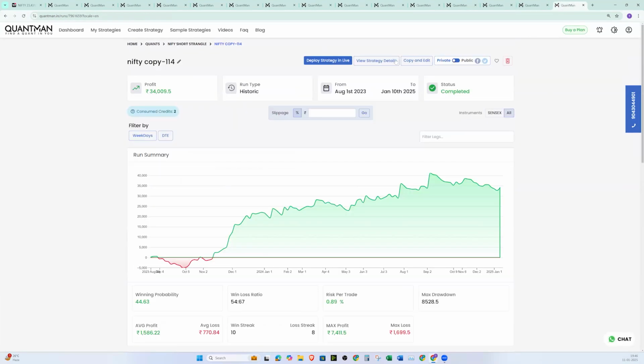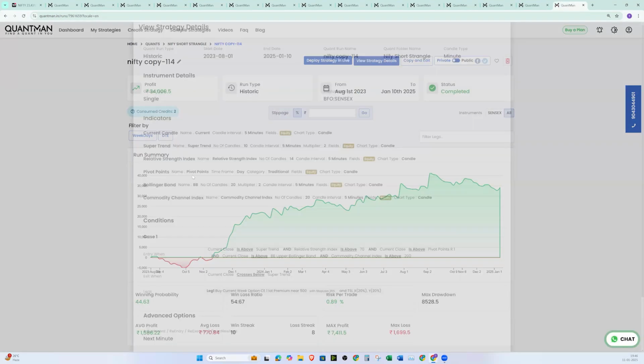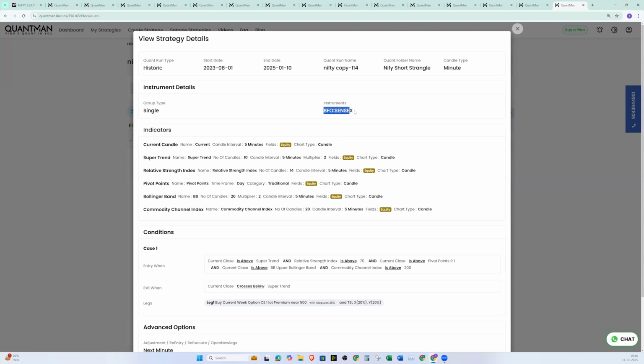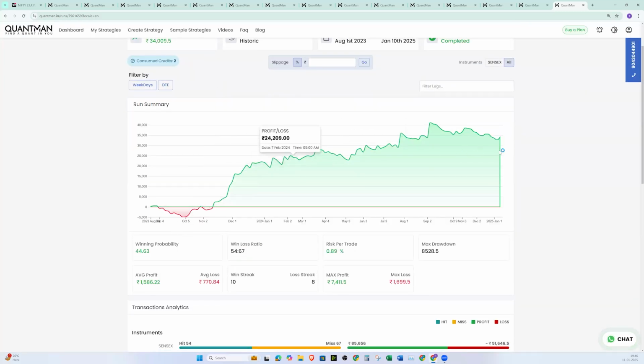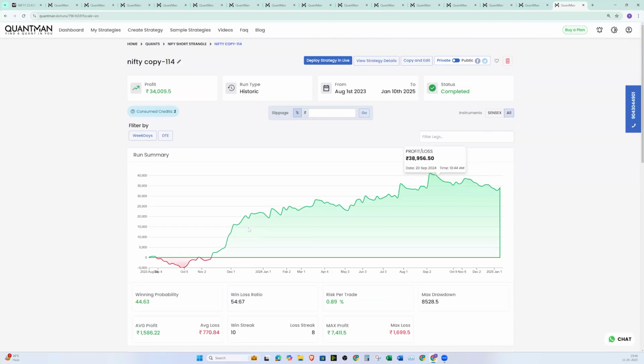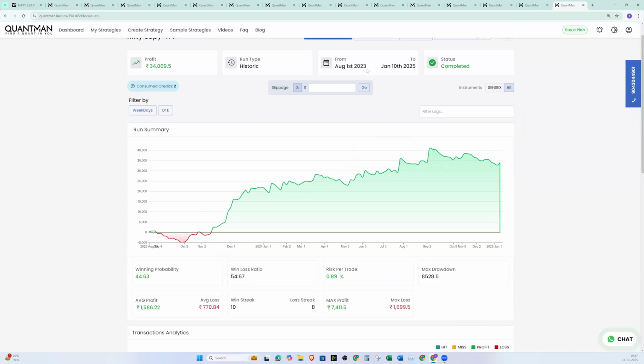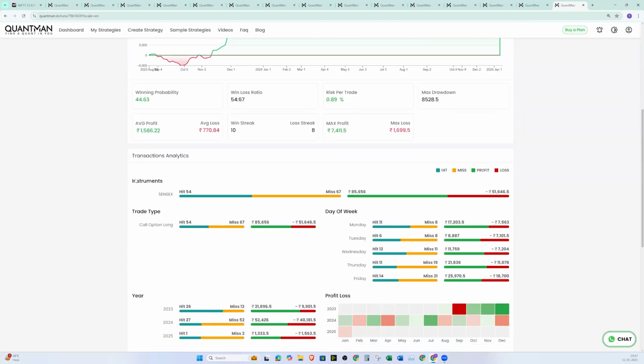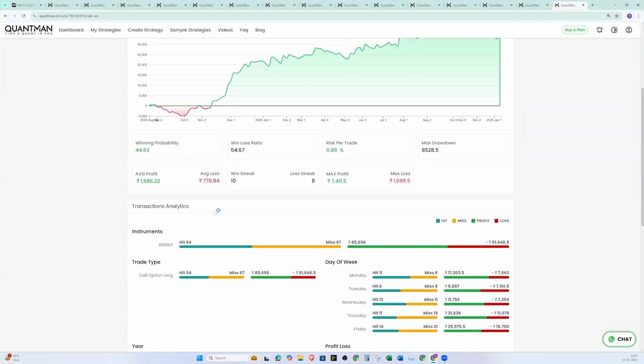I have one. The same condition. No other changes. Only I change the instrument type, which is Sensex. In Sensex, it created average return, and we can't conclude the strategy will work in the future because we have limited data, just 1.5 years. With that 1.5 years, we can't conclude whether the strategy is working or not.